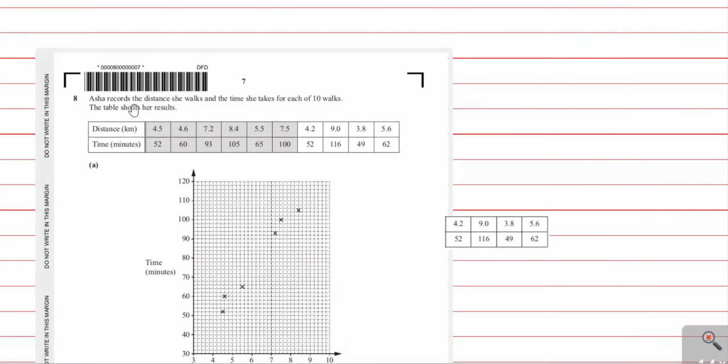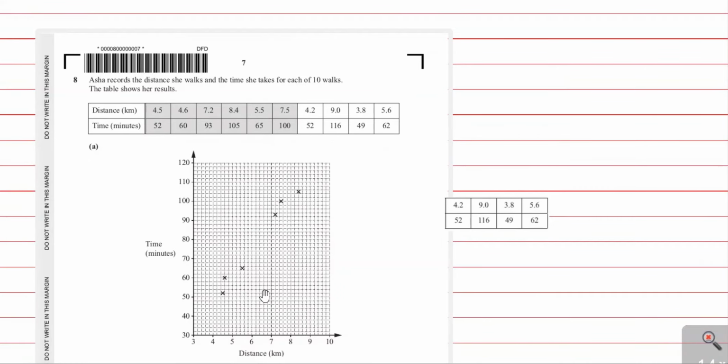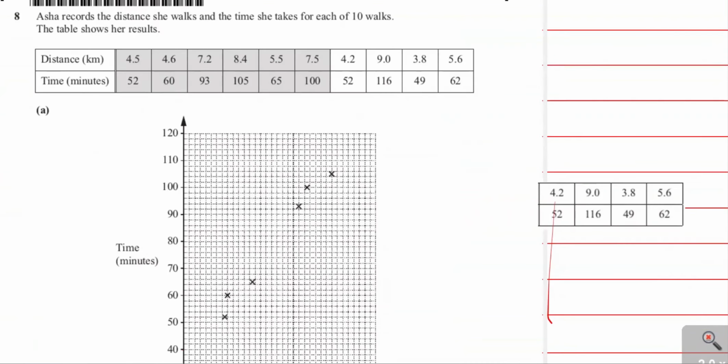Question 8. Asha records the distance she walks and the time she takes for each of 10 walks. The table shows the result, the distance and time given here. Part A, complete the scatter diagram. The first 6 points have been plotted for you. Look here, these 6 points are already plotted, and we have to plot the other 4 points.